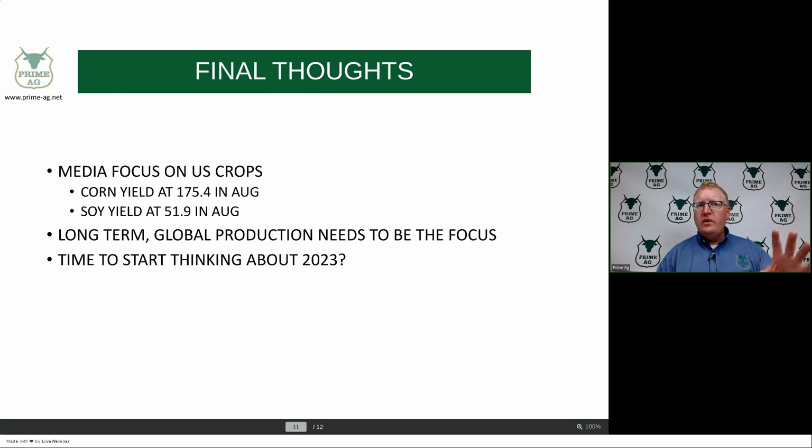Long term, though, we need to really focus on what global production is and where our export competitors' total production is at. The other thing we need to start looking at is 2023. Yes, input costs are going to be high, not only for you here, but also the rest of the world. We just feel that the world is going to plant corn, beans, and wheat and look at the increased acreage. So we need to look at protecting some margins out to 2023.